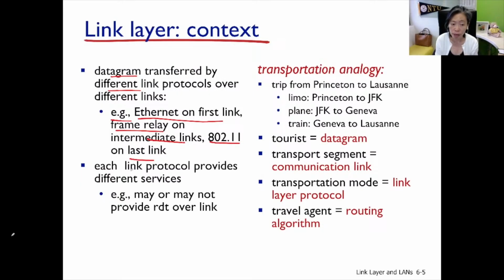Now, each of these link layer protocols might provide different levels of services. They could be doing reliable data transfer or not. They could be doing multiple access control or not.